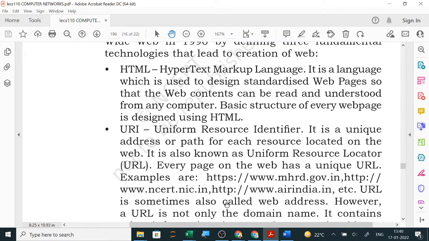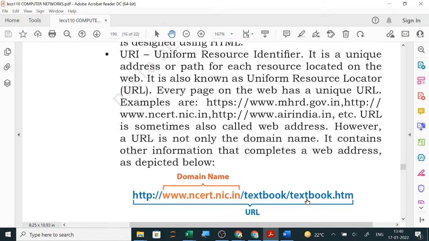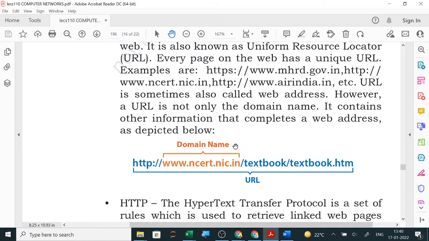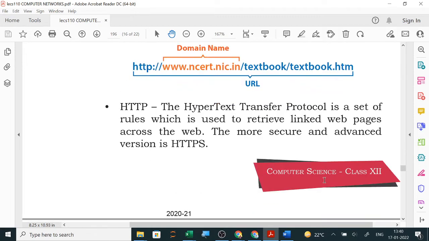URL is sometimes also called web address. However, a URL is not only the domain name, it contains other information that completes a web address as depicted below. So, which is the part, domain name, and which is the URL? This difference should be clear to you. Because if they ask you which is the domain name, then it is www.ncert.nic.in, and the URL is the complete path till the web page.